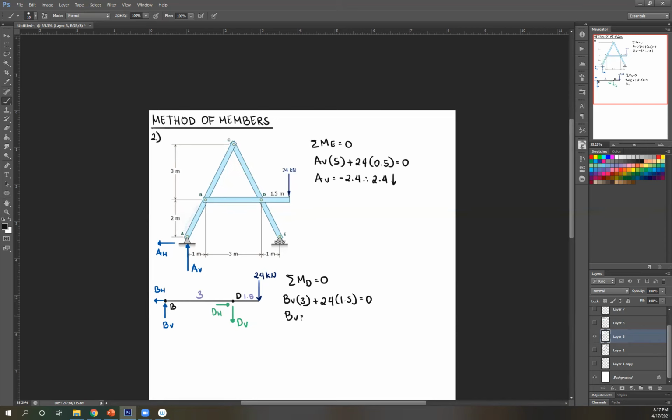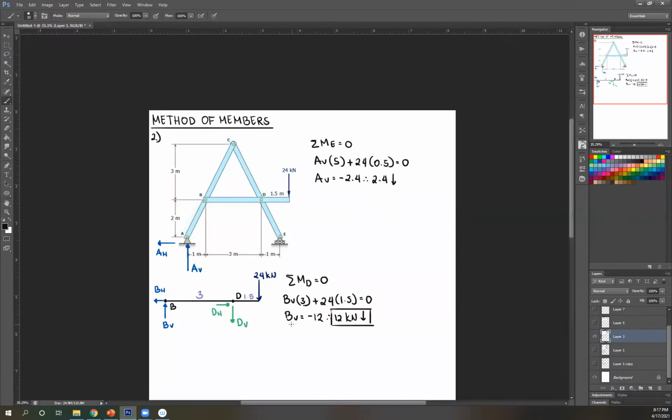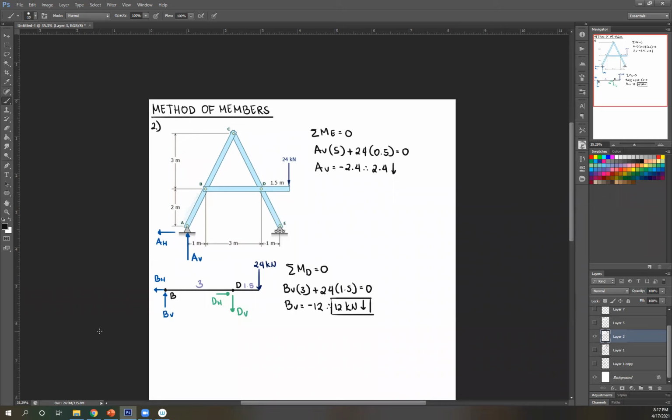Solving for BV, you're going to get negative 12. So therefore my assumption is incorrect. It's supposed to be 12 kilonewton downward. And that's actually one of the things I need to solve for, again, components of forces at B and C. This is one of those components, your BV. So I already know one thing. Next, how can I solve for BH?